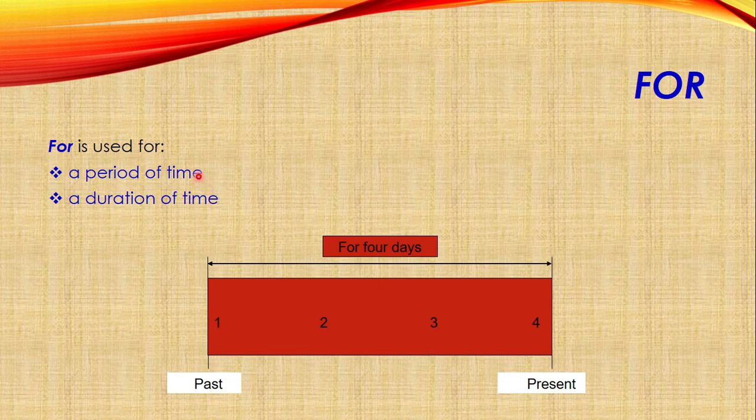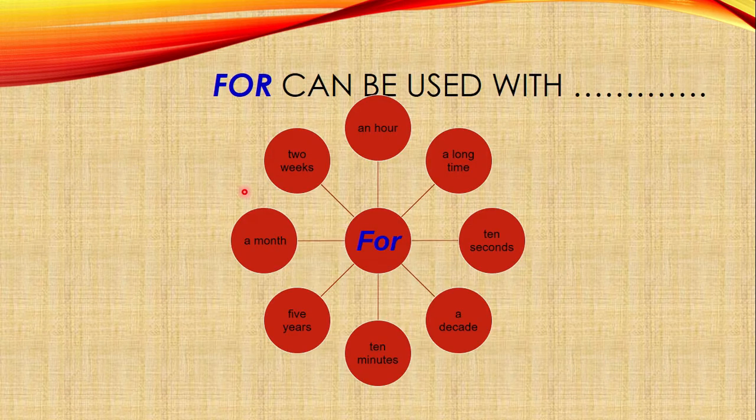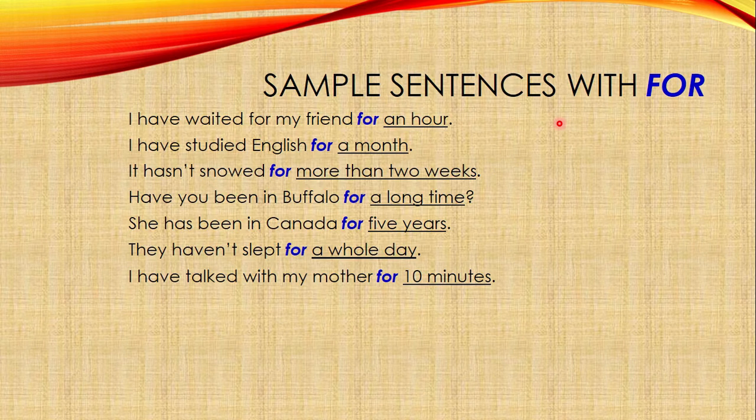For quiere decir durante, es para hablar de duración de tiempo. For can be used with the following expressions: for an hour, for a long time, for 10 seconds, for a decade, for 10 minutes, for 5 years, for a month, for 2 weeks, for an hour. Okay, durante. For an hour, for a month, for more than 2 weeks, for a long time, for 5 years, for a whole day, and for 10 minutes.